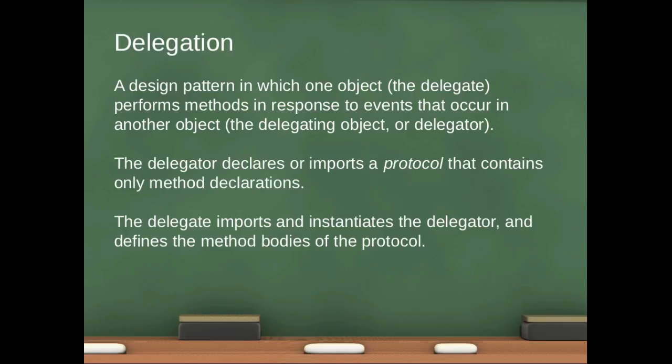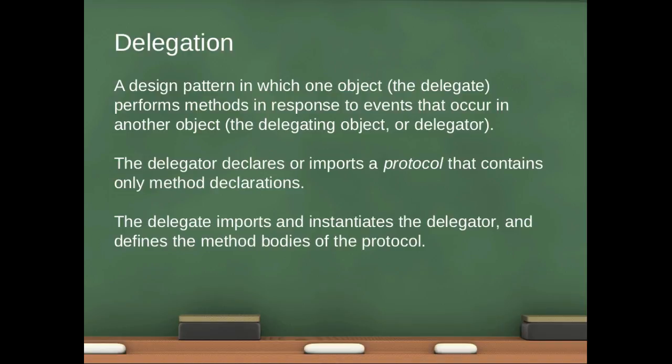So delegation, as we already said, is a design pattern in which one object, that we call the delegate, performs methods in response to events that occur in another object. We call that the delegating object or the delegator. So how does this work? Well, the delegator either declares or imports a protocol, and we're going to look at the definition of a protocol here in a moment. That protocol will contain method declarations. These are methods that the delegator needs to have performed, but it doesn't really care who performs these methods.